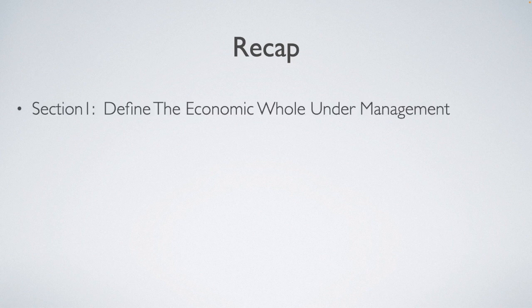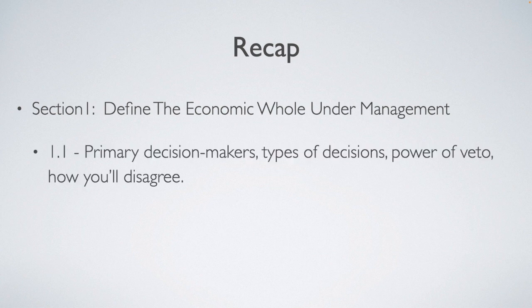This includes the following. In section 1, you defined the economic whole under management, which had 3 parts. In part 1, you listed who the primary decision makers are for your homestead and which kinds of decisions they are responsible for making. Remember, we used the decision tree, root, trunk, branch, and leaf model for this. You also decided who has the power of veto and at which level of decision. And hopefully you put at least some preliminary effort into agreeing on how you'll handle disagreement without bogging down your project or damaging precious egos.